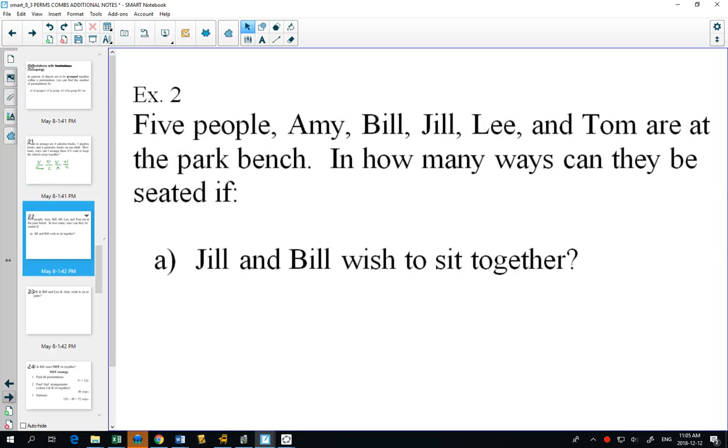Example 2. 5 people, Amy, Bill, Jill, Lee, and Tom, are at a park bench. In how many ways can they be seated if Jill and Bill want to sit together? Ooh. So it's a grouping question because we have Jill and Bill together as one group.